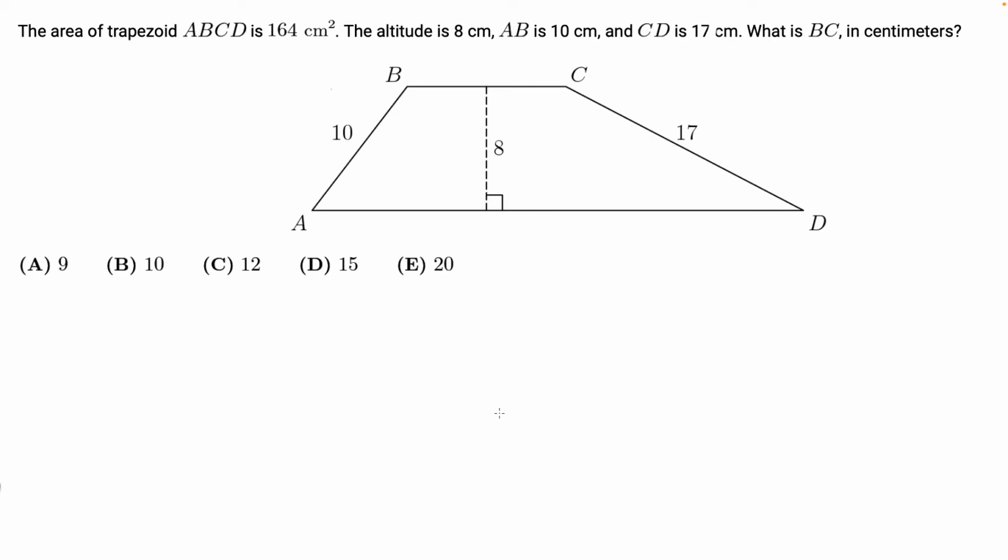The area of trapezoid ABCD is 164 centimeters squared. The altitude is 8 centimeters, AB is 10 centimeters, and CD is 17 centimeters. What is BC in centimeters?